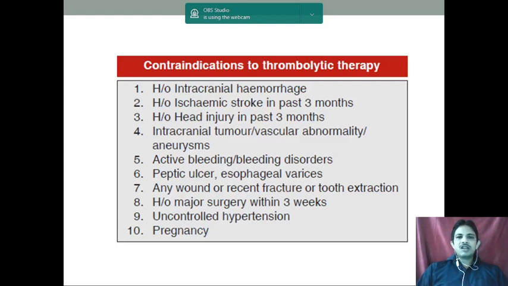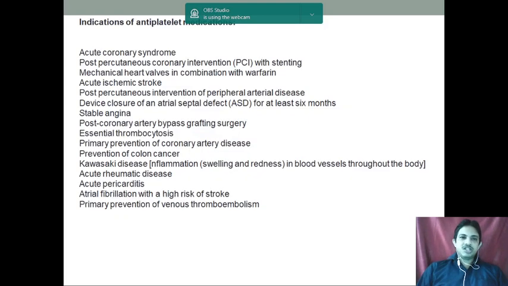Now, some of the contraindications with thrombolytic therapy are: intracranial hemorrhage, ischemic stroke in the past 3 months, head injury in the past 3 months, intracranial tumor, vascular abnormality, active bleeding, other bleeding disorder, peptic ulcer, esophageal varices, any wound or recent fracture or tooth extraction, surgery within 3 weeks, uncontrolled hypertension, and pregnancy. In such cases, thrombolytic therapy should be avoided because of the contraindications.